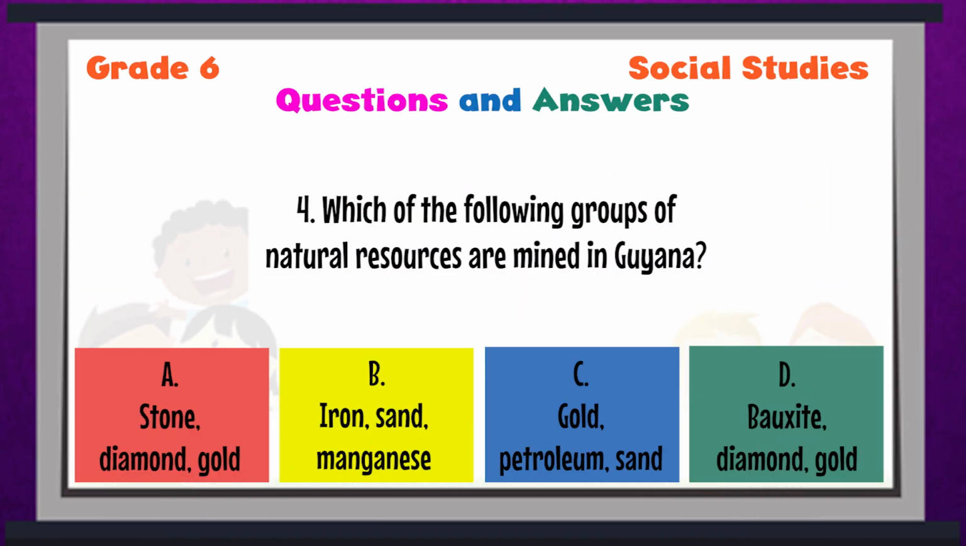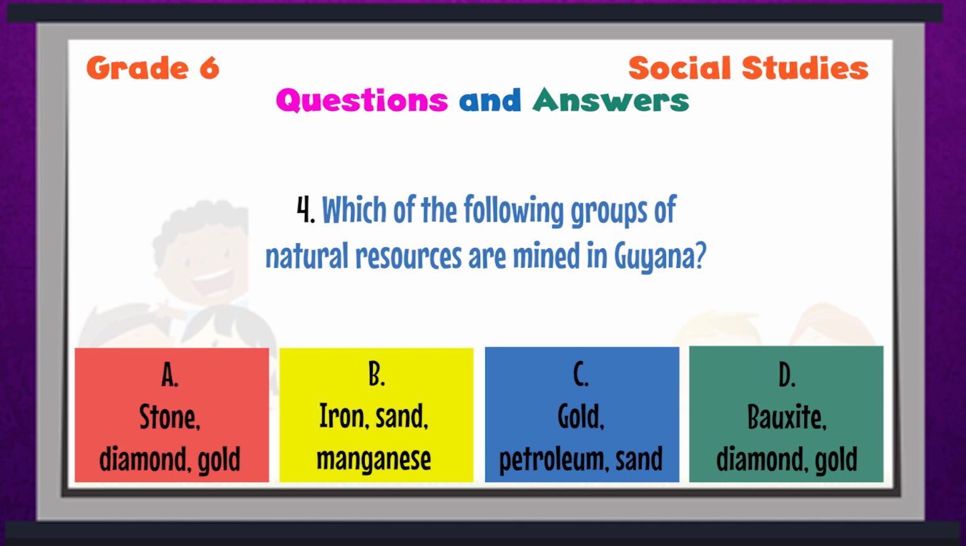Question 4. Which of the following groups of natural resources are mined in Guyana? A, stone, diamond, gold. B, iron, sand, manganese. C, gold, petroleum, sand.